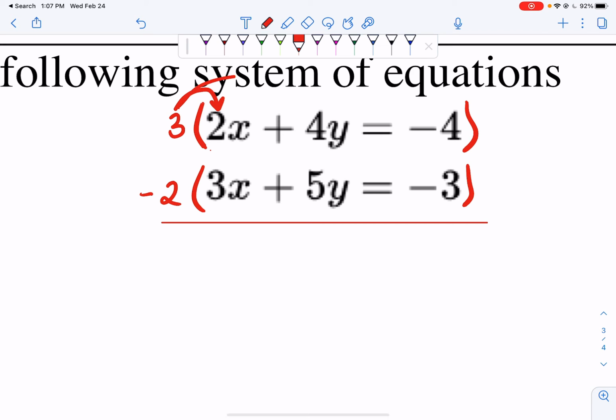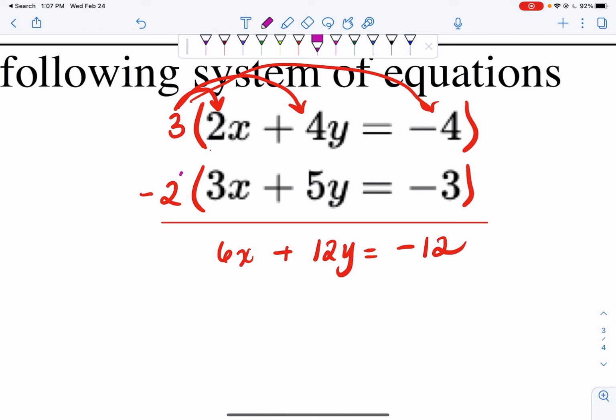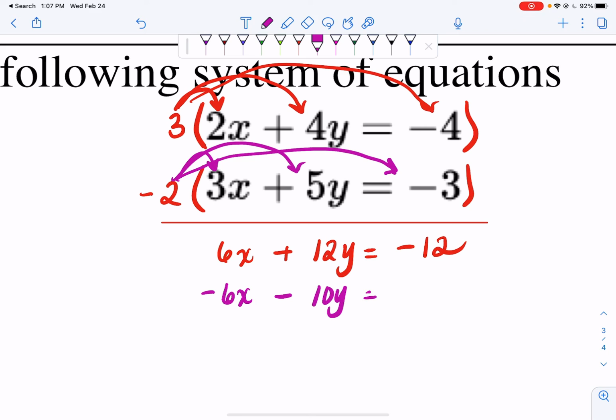So the first thing I'm going to do is distribute a 3 to each term. I do 3 times 2x, which is 6x. I do 3 times 4y, which is 12y. And then I do 3 times negative 4, which is negative 12. Now I'm going to distribute my negative 2 to 3x, negative 2 to 5y, and negative 2 to negative 3. Negative 2 times 3x is negative 6x. And if you look, that's nice because 6 and a minus 6 will eliminate with each other. Negative 2 times 5y is a minus 10y. And then negative 2 times negative 3 is a positive 6.